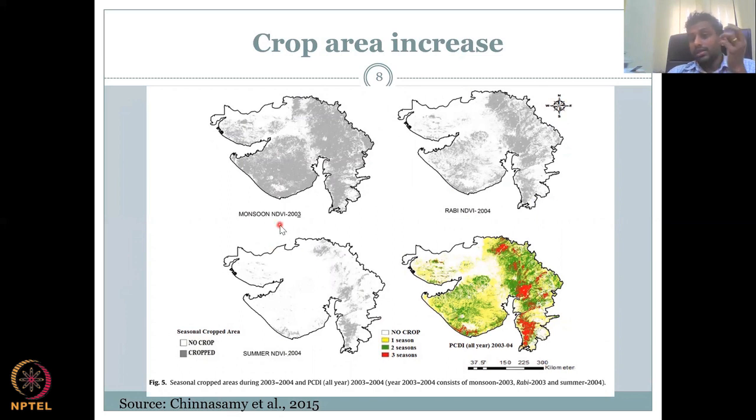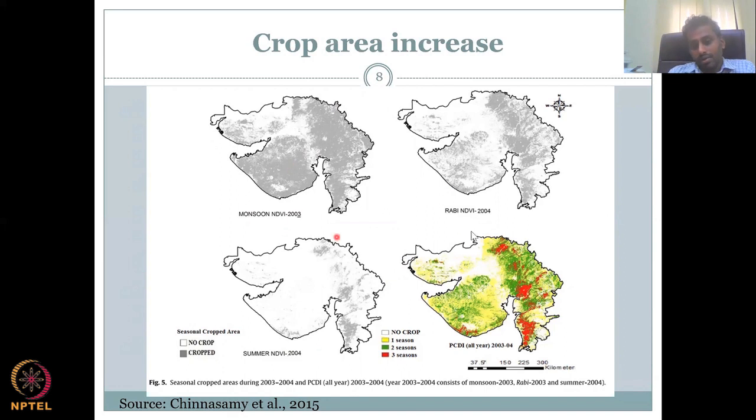So NDVI is an indicator using satellite images, which tells you about the agricultural activity in a land or any plant trees activity. Since we are looking at agriculture area, we're going to just look at the agricultural activity. So in monsoon season, during the monsoon, the NDVI 2003, you could see where the gray color is, that is where agriculture was happening.